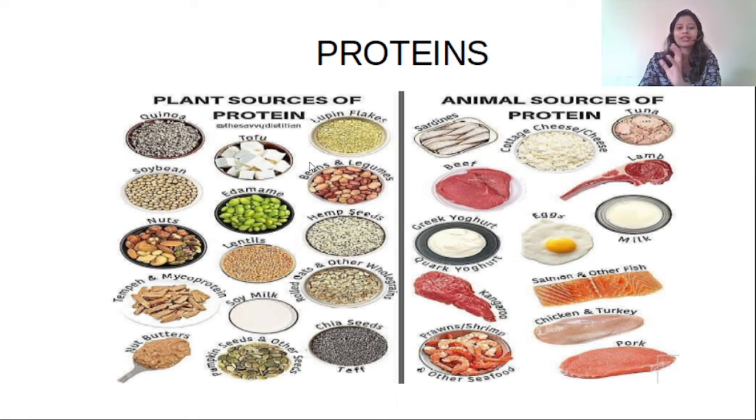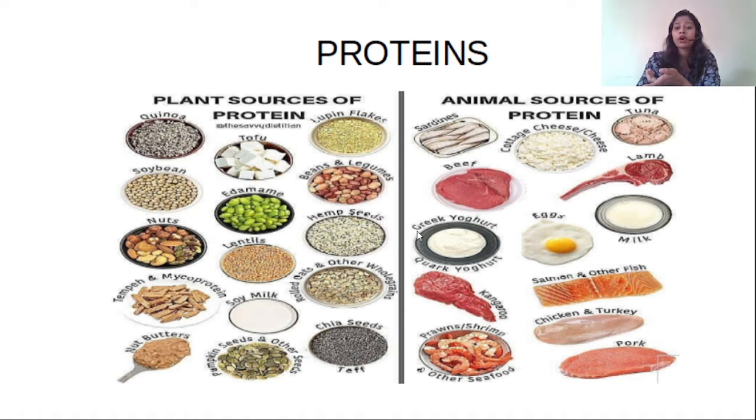So remember, you can see many pulses here, like beans, legumes, you can see lentils. Okay, so these are the pulses we are eating, like dal. There are different types of dals available, right? Arhar dal, moong dal. These are a good source of protein. And others like quinoa. Quinoa is a very good source of protein. Soya bean, nuts, chia seeds, pumpkin seeds, nut butter. So these are the different plant sources of protein.